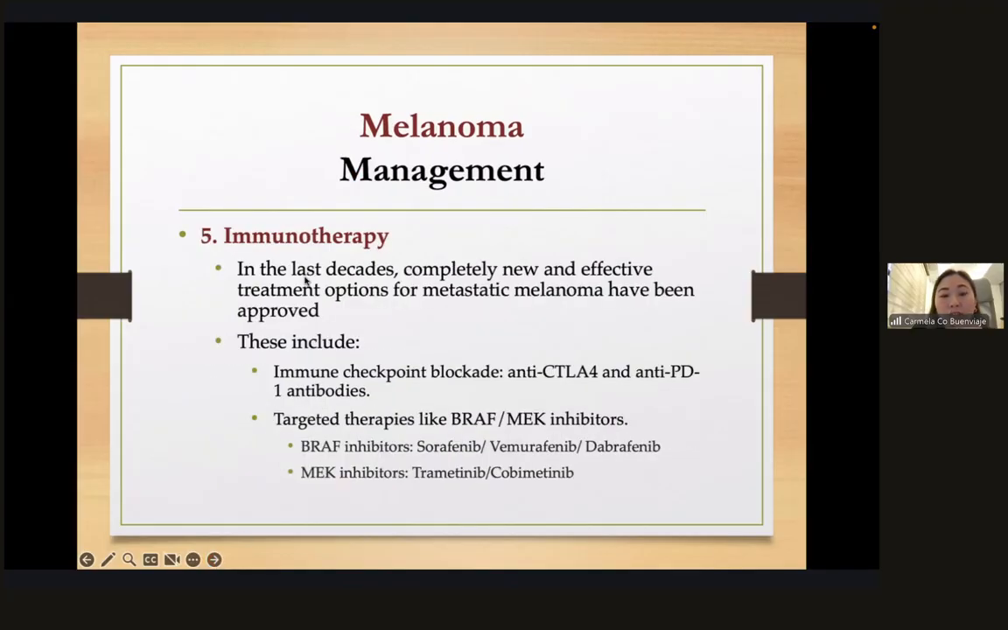Okay, so immunotherapy includes two groups: the immune checkpoint blockade, anti-CTLA-4 and anti-PD-1 antibodies, and the targeted therapies like BRAF or MEK inhibitors. So for the BRAF inhibitors, under this would be sorafenib, vemurafenib, and dabrafenib. And the MEK inhibitors are trametinib and cobimetinib.